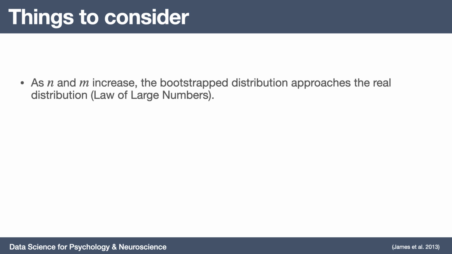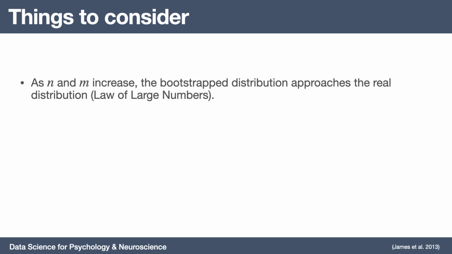Now, there are just some things to consider when working with bootstraps, things to bear in mind. First, as both n, the number of observations, and m increase, where m is the number of bootstrap iterations, the bootstrap distribution approaches the real distribution. This is really just taking advantage of the fact that we work in a world where the law of large numbers exists. What that means is that there should be a value of m where the distribution that you get from your bootstrap is stable. So that every time you run a new iteration of the bootstrap, it doesn't really change the characteristics of the bootstrap distribution itself.